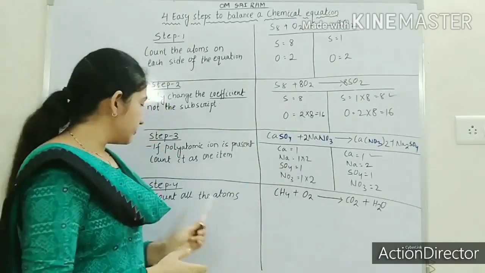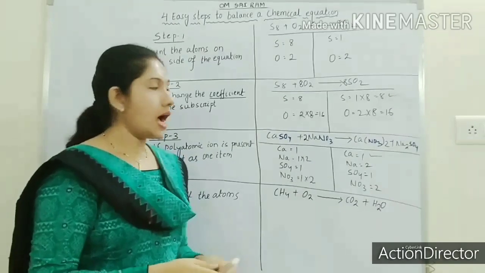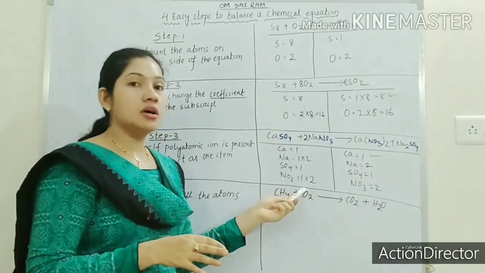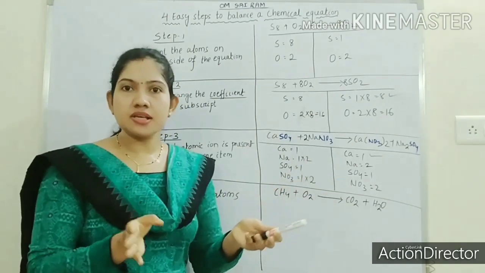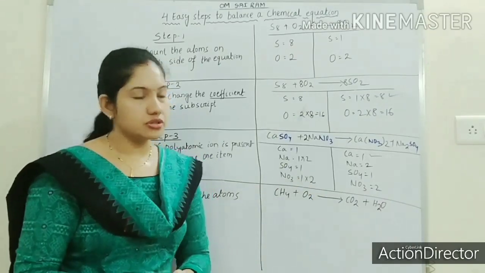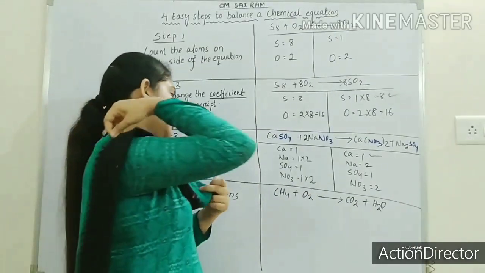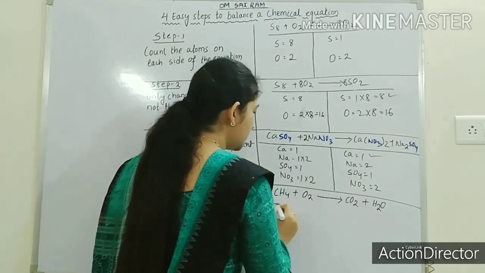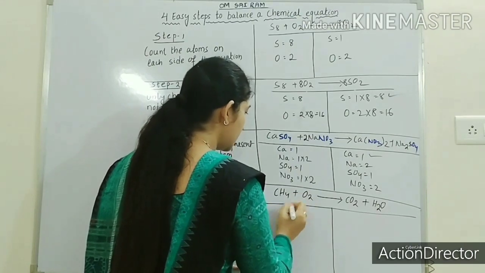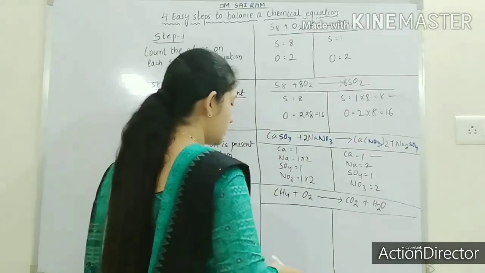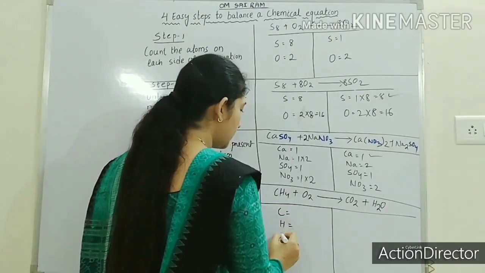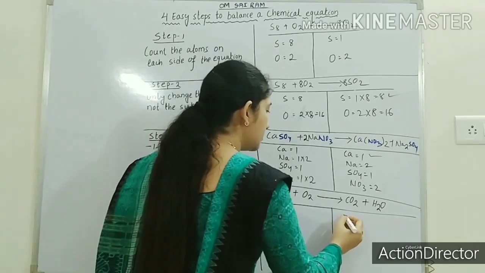Now come to the last step. Count all the atoms. After balancing, obviously, you have to count all the atoms on both sides, the left hand side and right hand side. If it is balanced, then you have a balanced chemical equation. Now let's see, we will repeat the same steps here. Here I have written one example. Let us write the elements one by one. You also do it on your own.